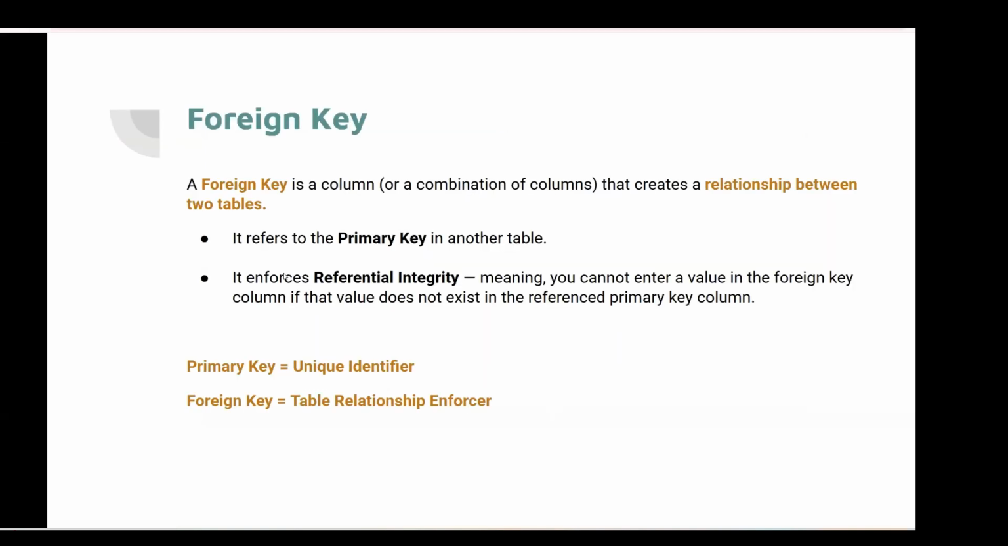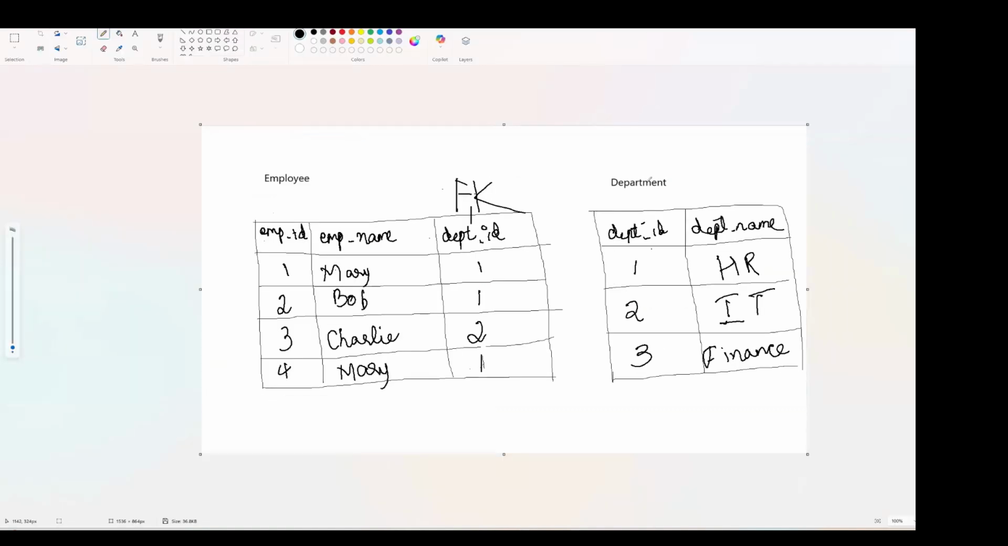Okay, so foreign key is nothing but a column or a combination of columns that creates a relationship between two tables. And it refers to the primary key in another table. And it enforces referential integrity, meaning you cannot enter a value in the foreign key column if that value doesn't exist in the referenced primary key column. So if I don't have 4 in the department table, in the department ID column, I have only 1, 2, and 3. So in the employee table, in the department ID column, I cannot give something like 4. Okay, that will throw an error. So I cannot insert 4 here. These values should be one of these values. Okay.